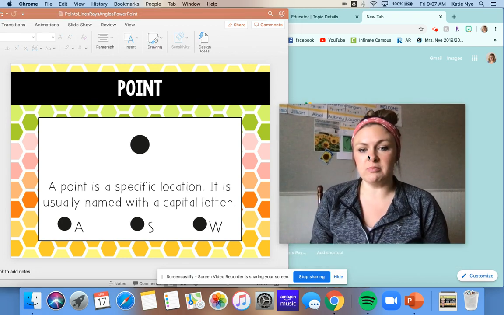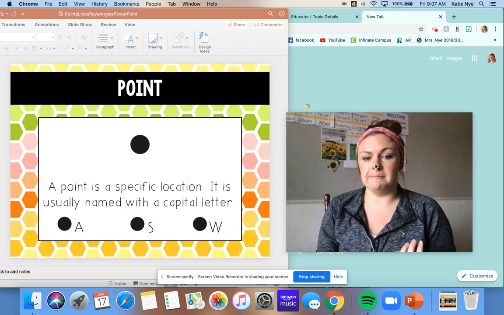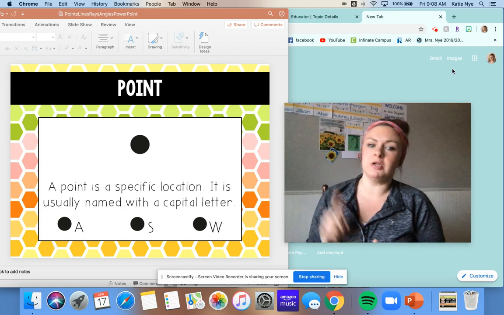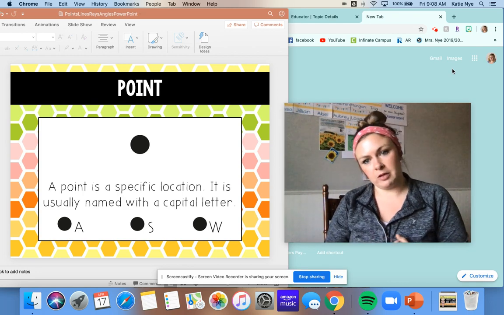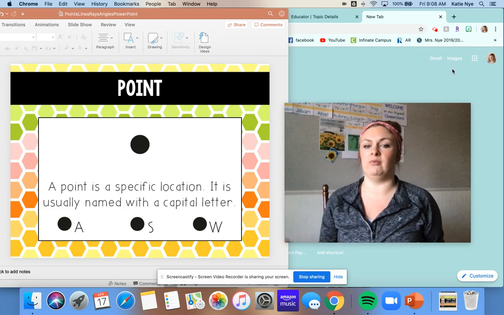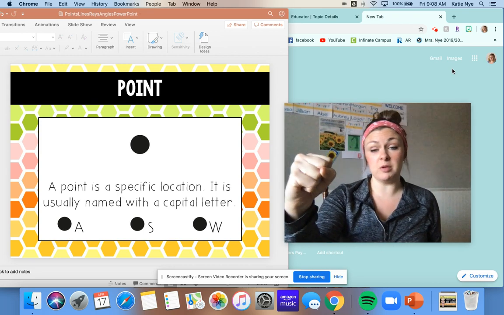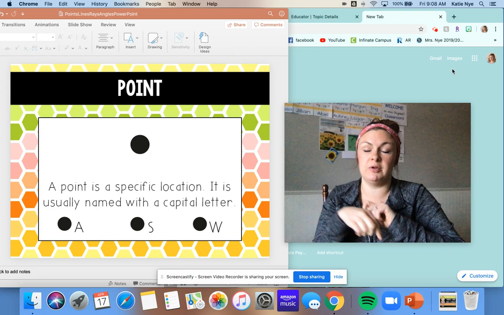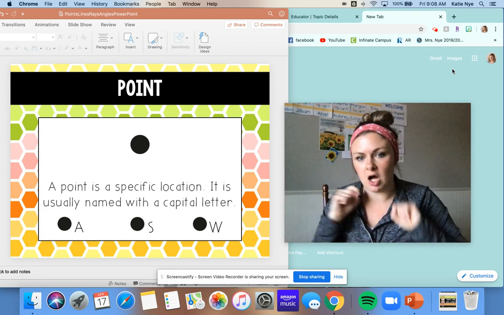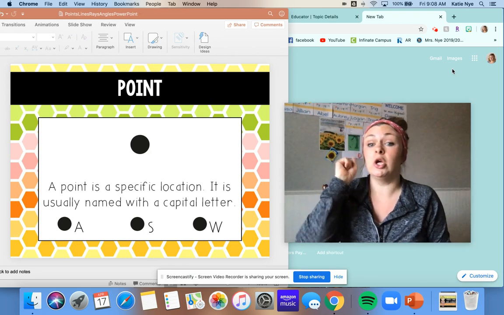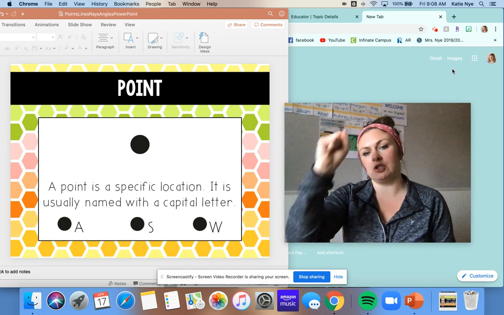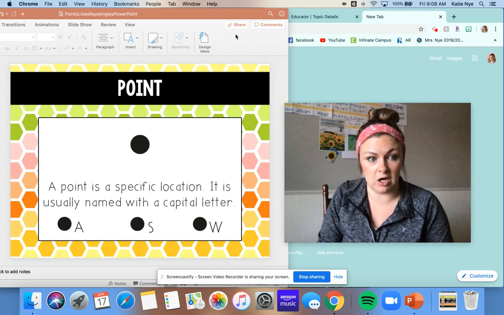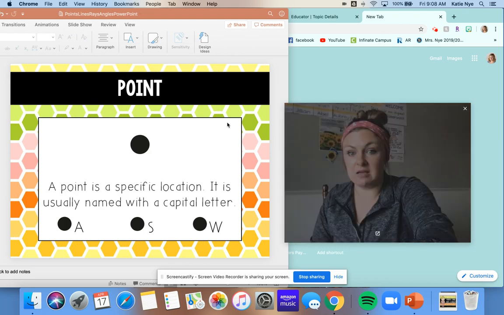Points are labeled or named with capital letters. So a point could be called capital A. A point could be called capital S. A point could be called any letter in the alphabet. We could say, show me point B. Here's point B. Let's say that I had a picture that had four points on it and they were called different things. I could say point to point M, and you could point to that one point on the piece of paper. You would know what I was talking about. So points have names.